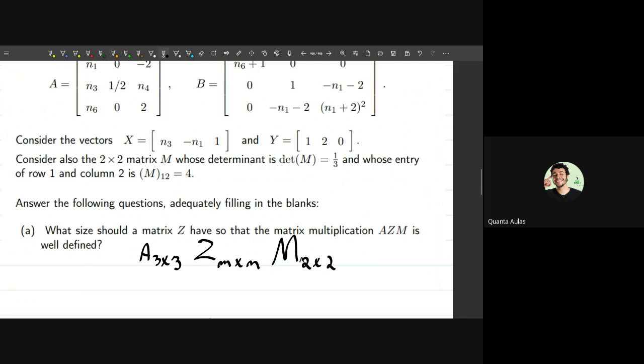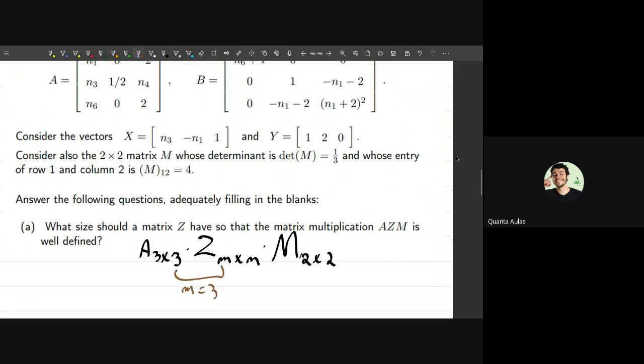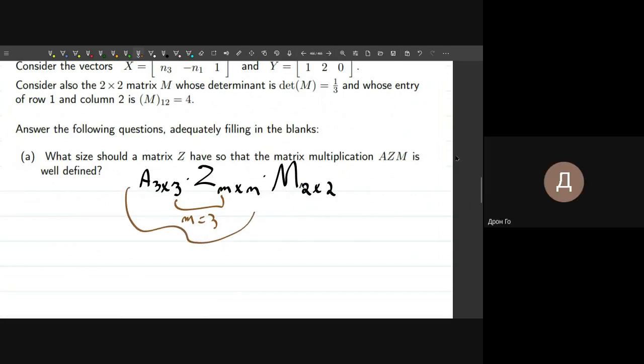So we need to do all these multiplications, okay? We can do first the multiplication in the left side. So we need M to equal 3, right? We need this. And our answer will be a matrix. I will name it the matrix B.